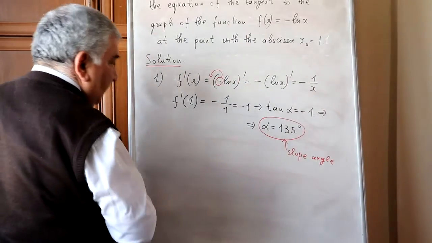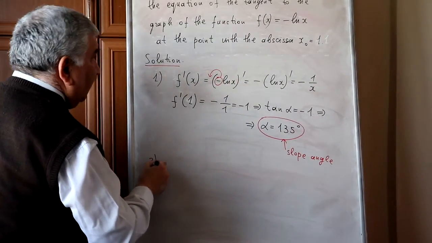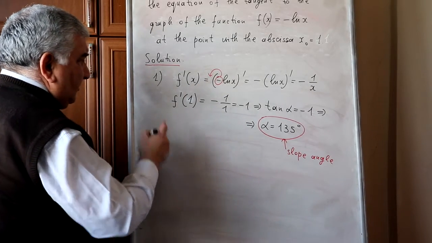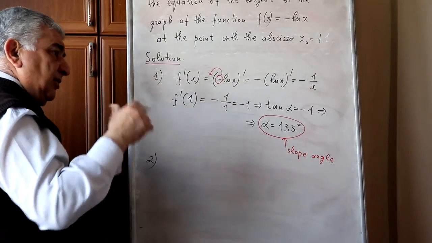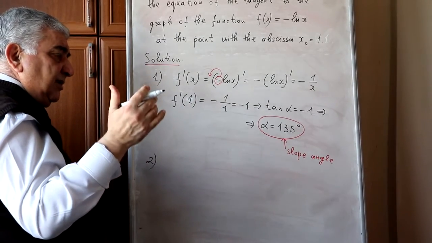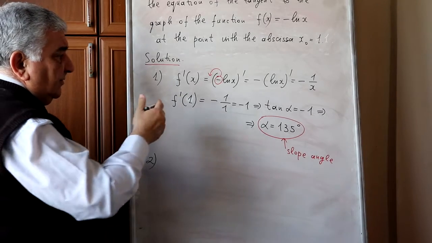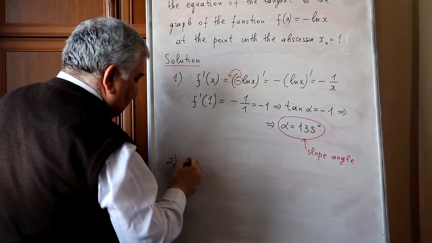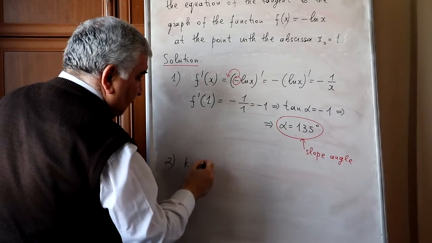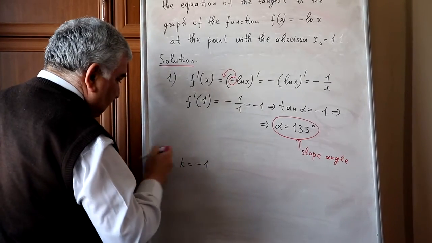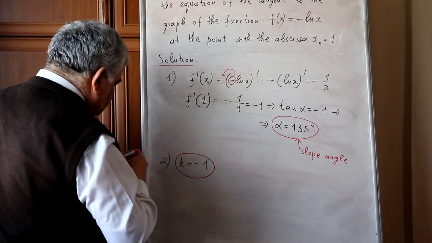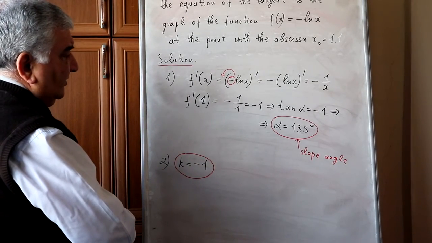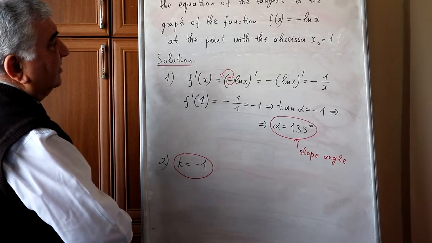Slope angle. Then find the equation of the tangent. According to the geometric meaning of the derivative, k is equal to the value of the derivative at the given abscissa. K is minus 1.